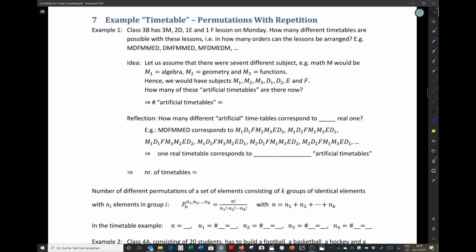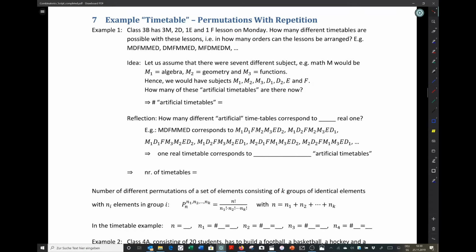For example, you can have first math, then German, French, then math, again math, English, and German. Or you have German, math, French, math, English, German, and so on. Question: how can we find out how many different timetables there are? The idea that we use is the following.